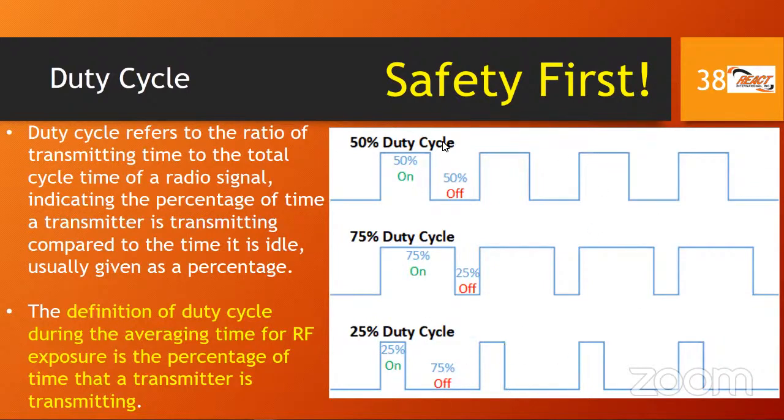So this is duty cycle in terms of our transmitter. And of course, some modes have duty cycles of 100%: for the entire period it's transmitting, no rest at all. Some of them will transmit for a bit and then stop. And that has an effect on the amount of power that is emanating from your antenna. So we need to know what duty cycle is, and the definition of duty cycle during the averaging time for RF exposure is the percentage of time that a transmitter is transmitting, or on. So this is the definition that we need to learn for the exam.